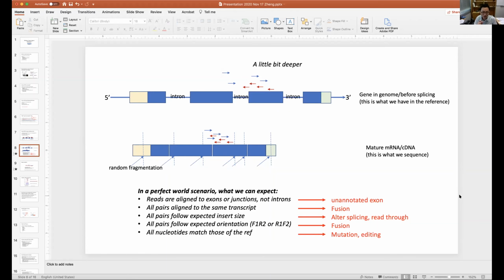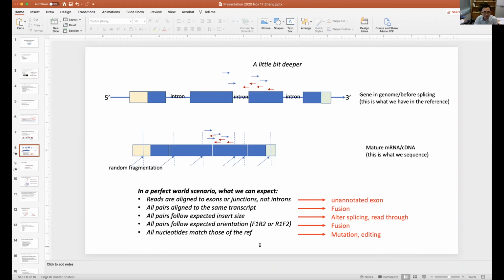And they should follow an expected insert size, because in every RNA sequencing, they select for a typical insert size, which is around 300 to 500 base pairs. So if the reads are aligned to very distant regions, that will indicate either read-through events or alternative splicings.